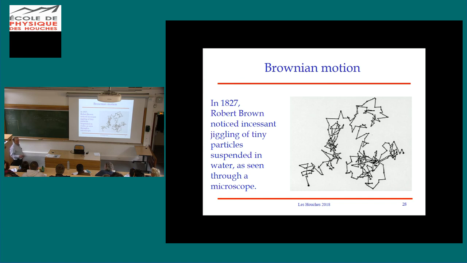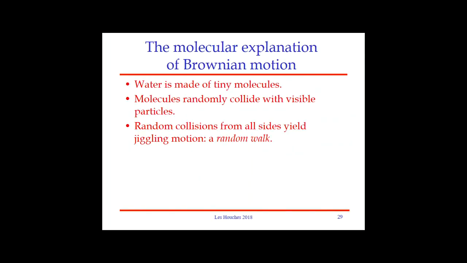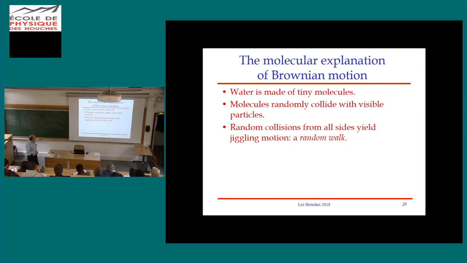And too bad for Einstein that he did not do only 3 things, but like 4 things that would be worth a Nobel Prize. Okay, here is the explanation that I'm sure everyone in this room has heard of: water is not a continuous fluid, but it is made up of chunks. We call them molecules. They randomly collide with the particles that are visible through a microscope, right?